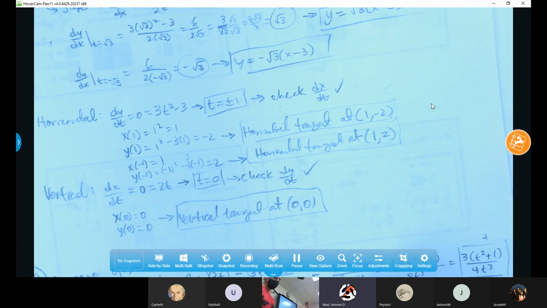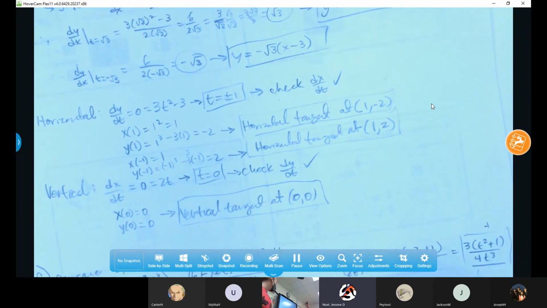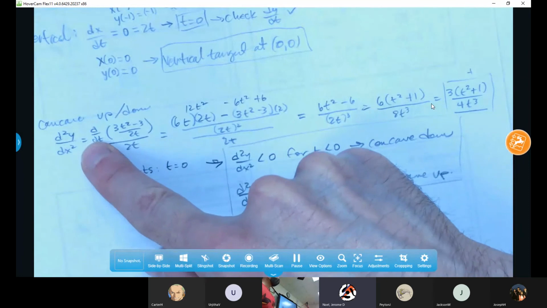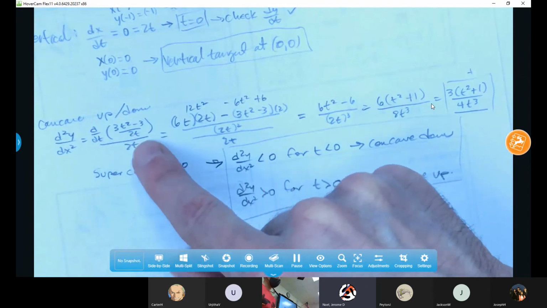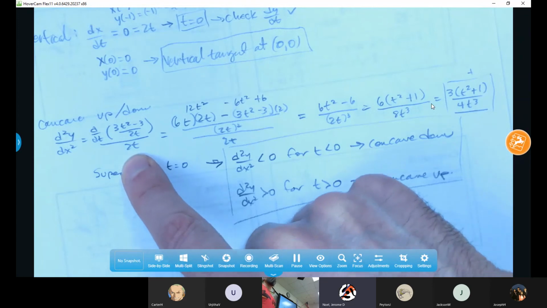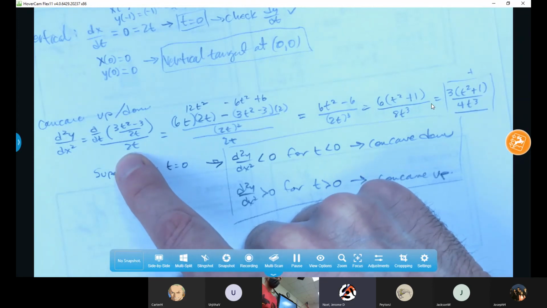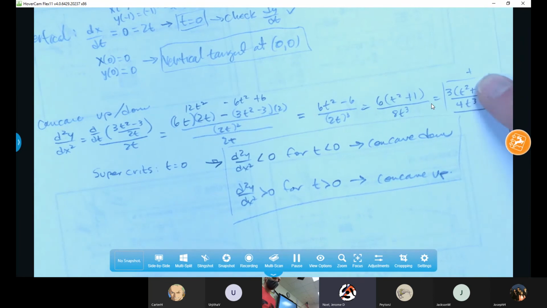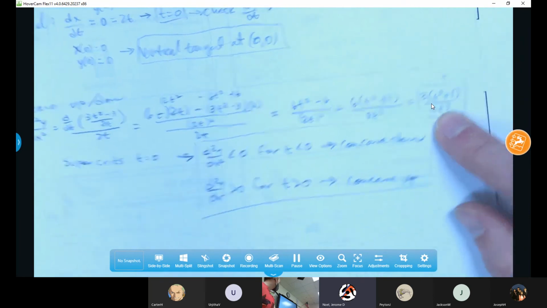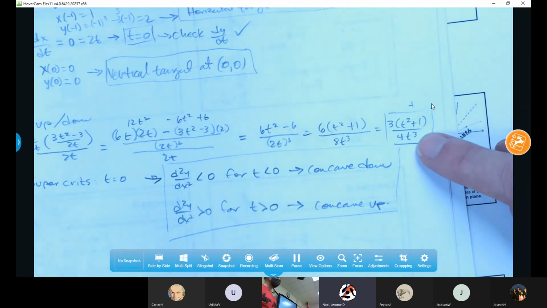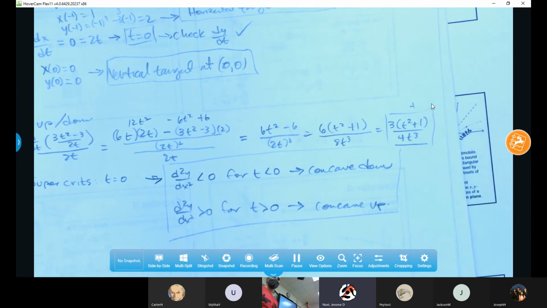Okay. And then as far as concavity goes, you have to find the second derivative. So let me just scroll down so you can see what that second derivative looks like. The derivative with respect to t of the first derivative, you'll have to use the quotient rule on it, and then divide it by the derivative of x with respect to t, which we already found is 2t. Quotient rule happens, simplification happens. The top is always positive. You have a critical value here at 0. So that just means that if t is greater than 0, it's going to be concave up. If t is less than 0, it's going to be concave down.